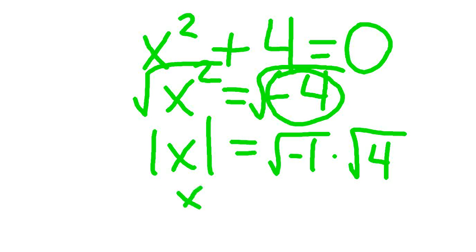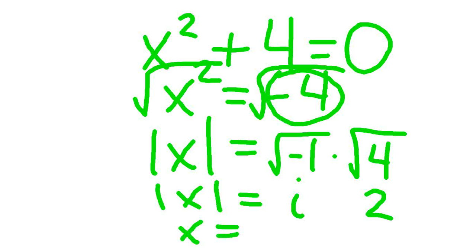So the absolute value of x equals the square root of 4, which is 2. How about the square root of -1? It's actually an imaginary number, and it's defined to be a number i. So x, in fact, equals plus or minus 2i. Interesting.